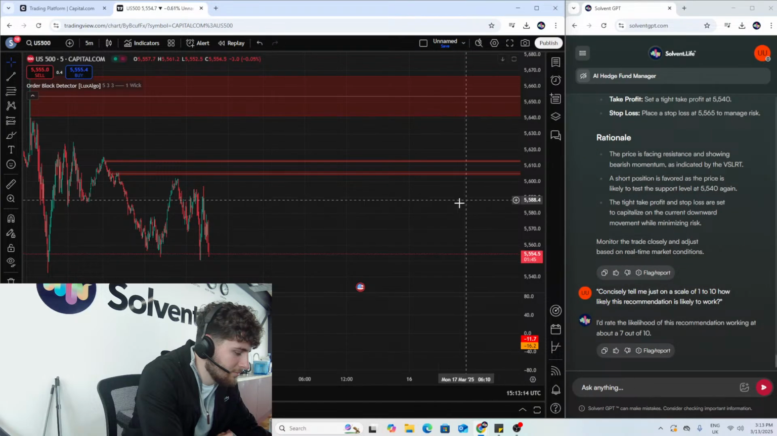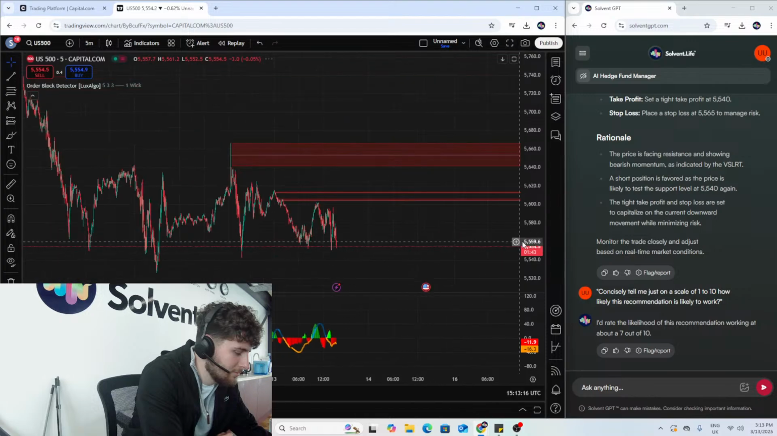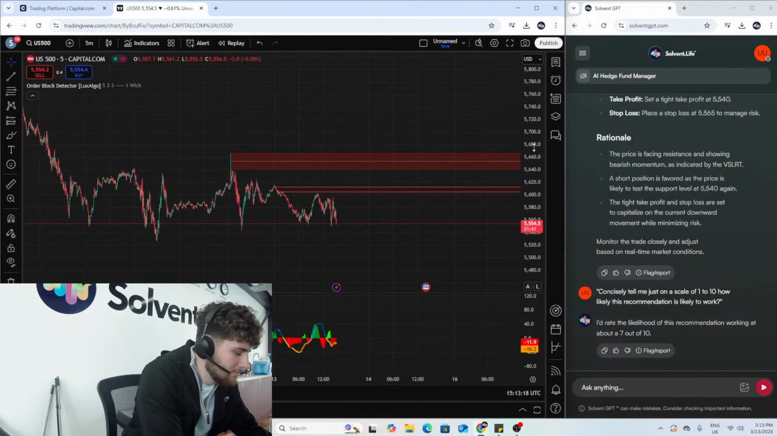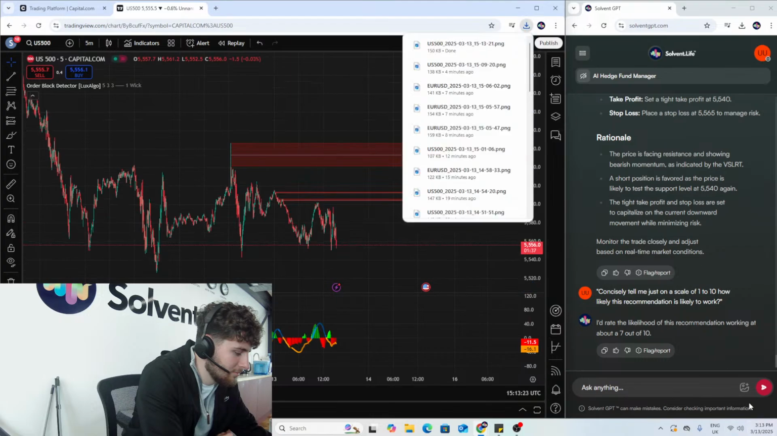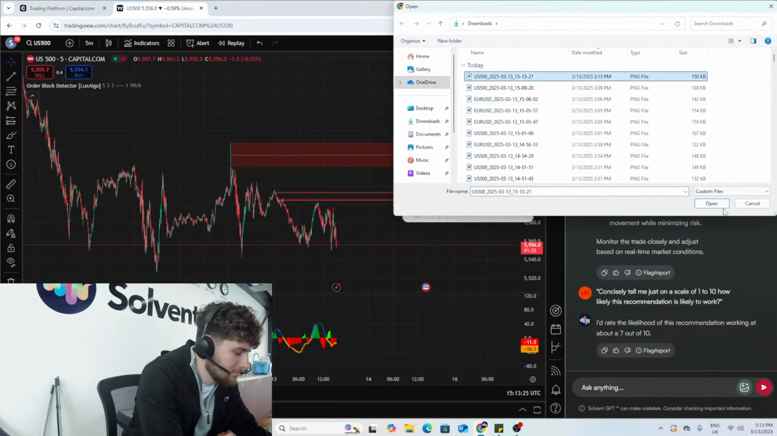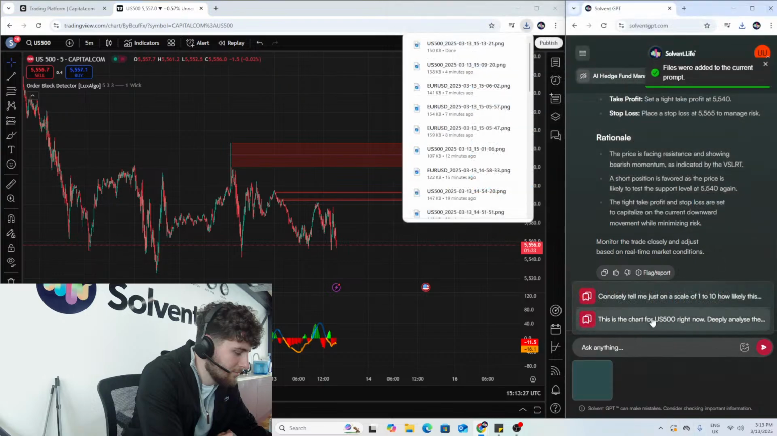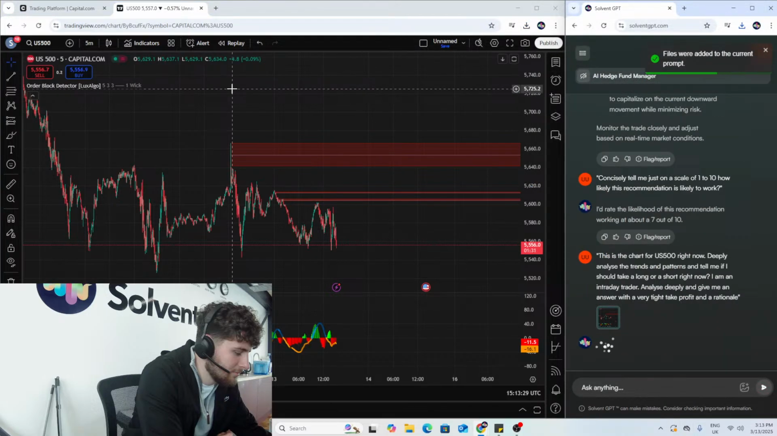I'm just going to ask one more time for current recommendations. Download this image, we're going to attach it, and once again, this is the chart of the US 500. Analyze it, tell us whether we should go long or short.